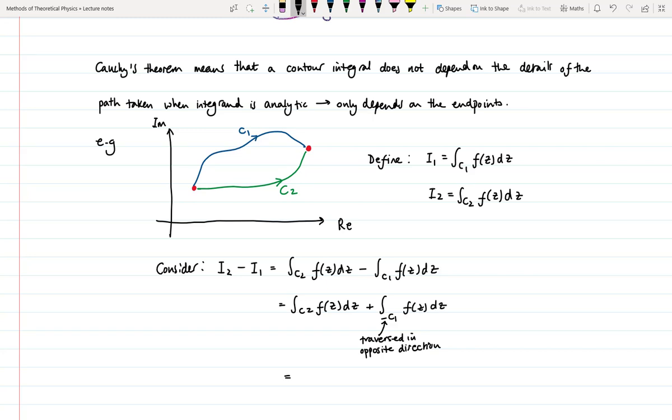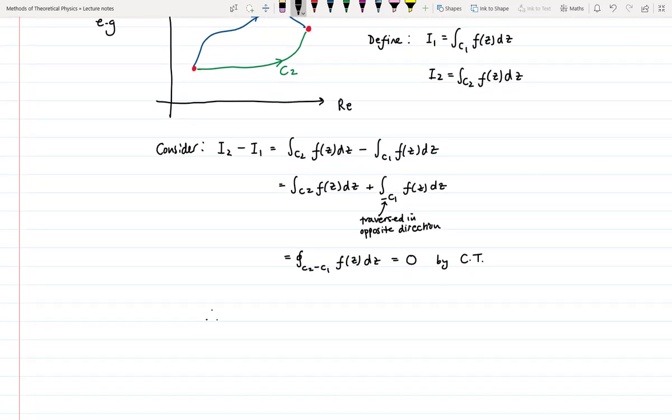We can join these two paths together to make a closed loop, and the closed loop is going to be described by going along C2 from the start to the finish, and then returning to the starting point by traversing the path C1 in the opposite direction. And this is the integral along a closed loop of a complex analytic function, and by Cauchy's theorem we know that this vanishes. Therefore, I2 minus I1 equals 0, and hence I1 equals I2, which is astonishing.